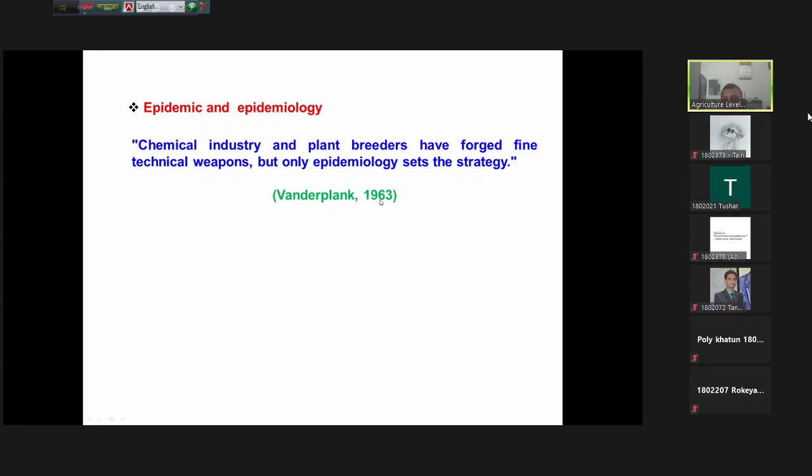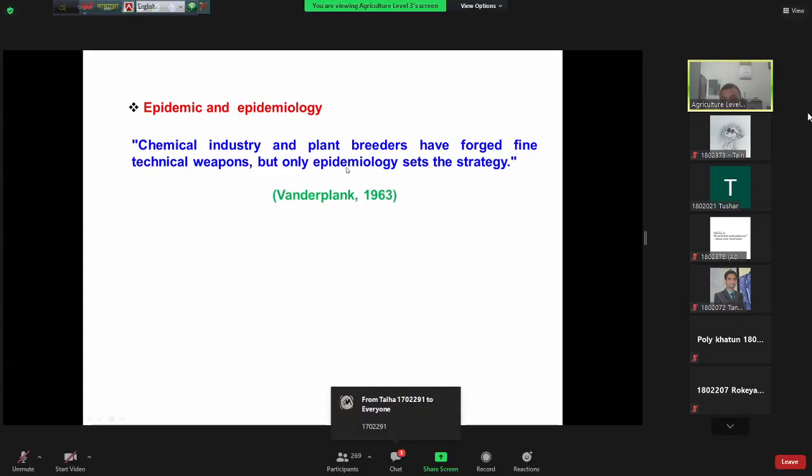What does Vanderplank quote? There is a good quote basically by Vanderplank: chemical industry, I mean the pesticide companies, and the breeders, plant breeders, have forged technical weapons, but only epidemiologists set the strategy. What will be the chemical you will develop, or what will be the variety the breeder will develop? Basically, before developing such things, pesticide, fungicide, something like that, or crop variety, you have to have an idea of plant disease epidemiology. That's why Vanderplank put it that way. So epidemiology is important for the breeder, for the company man to manufacture any new chemical and so on.